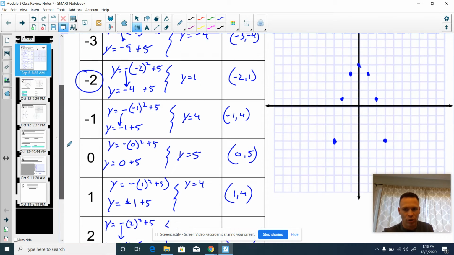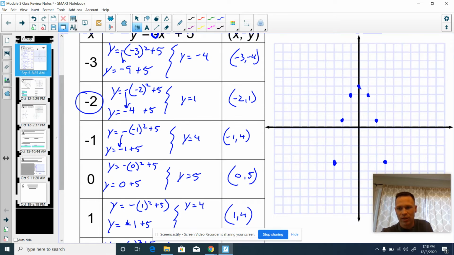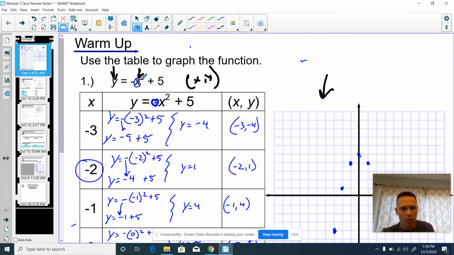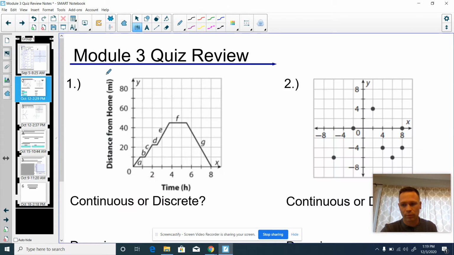What you should notice is that we have this curve that goes up and then back down. And again, remember, whenever we have a squared function, we will get a curve. And if you don't get a curve, that means you did one of 2 things. You plotted your points wrong, or you made a computational error. So go ahead and always check those.